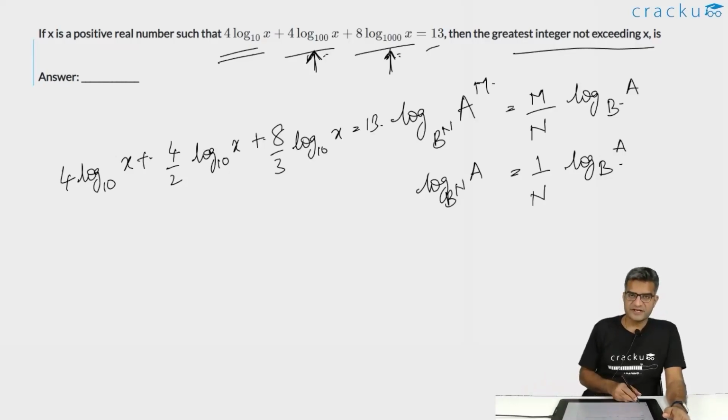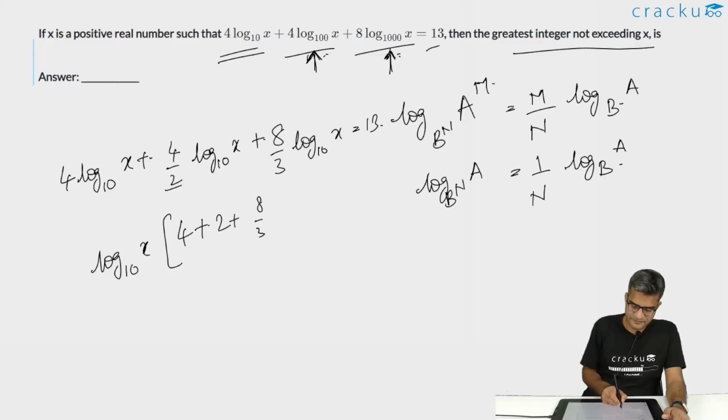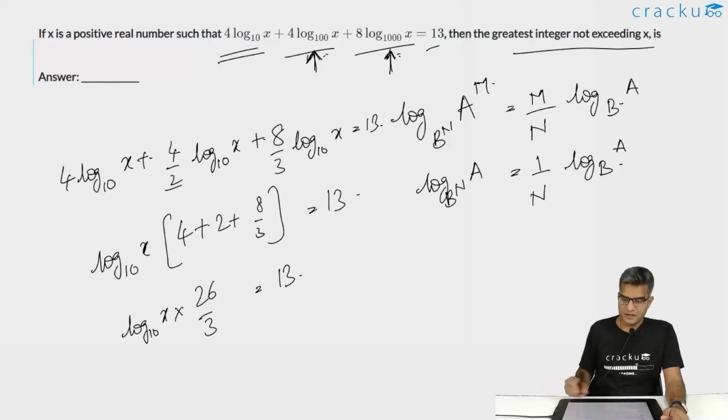If you are simplifying it, on the left hand side you can take log x to the base 10 common, and this is 4 plus 4 by 2 is 2 plus 8 by 3. This is equal to 13. This is 26 by 3 into log of x to the base 10 is equal to 13. Or log x to the base 10 is equal to 3 by 2.